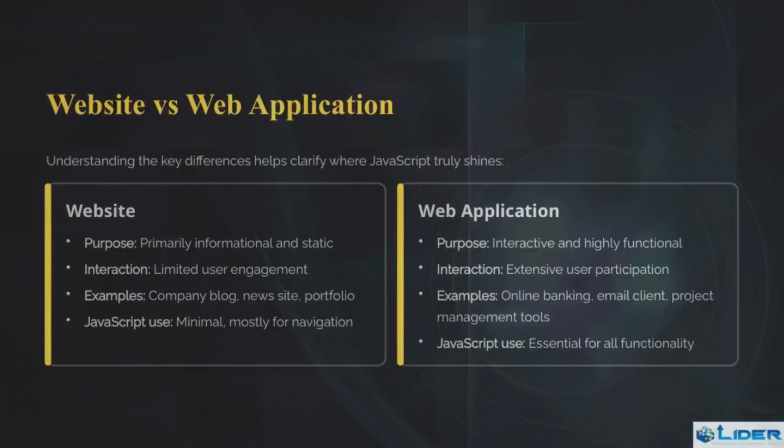On the other hand, websites generally use JavaScript more sparingly. Its primary role is often just for navigation or minor interactivity. Examples include company blogs, news sites, or personal portfolios, sites that are mainly informational. The level of user engagement is limited, focusing more on delivering static content efficiently. The goal is to inform or showcase rather than to provide a dynamic, interactive environment.